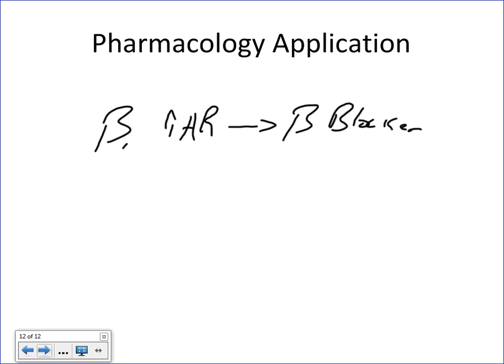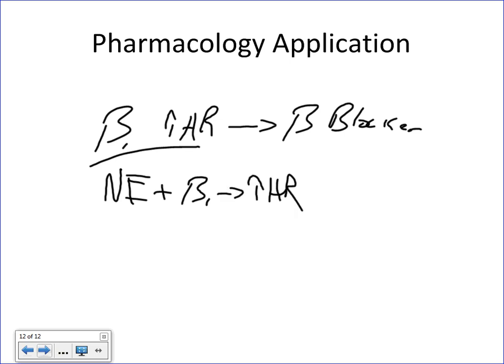Think about it. We're talking about a chemical message type system: a hormone or neurotransmitter, norepinephrine, plus a beta-1 receptor equals increased heart rate. But let's say this is that beta-1 receptor, and this is normally where norepinephrine binds. If we stick a chemical in there that can bind to this receptor but still not increase heart rate, that's going to prevent norepinephrine from binding, and that's going to lower heart rate. Hence the term beta blocker.